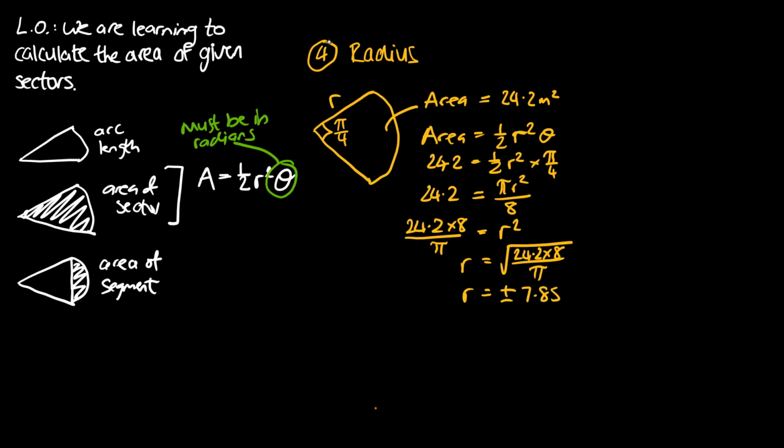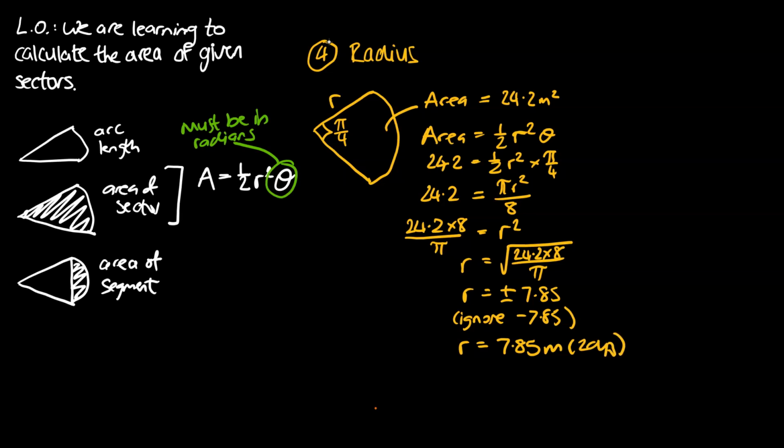That gets us to plus or minus 7.85. And from here, we're just going to make a little note. We're just going to ignore negative 7.85 because that's our radius. We can't have a negative radius because we're dealing with measurements. And that means our r value is 7.85 meters. And that there was rounded to 2 decimal places.